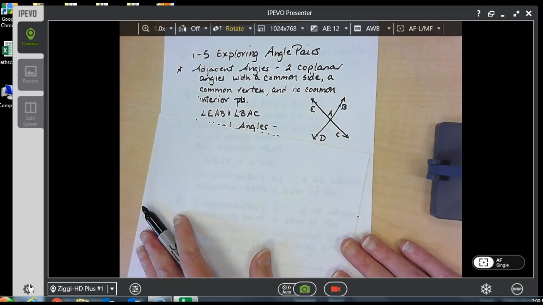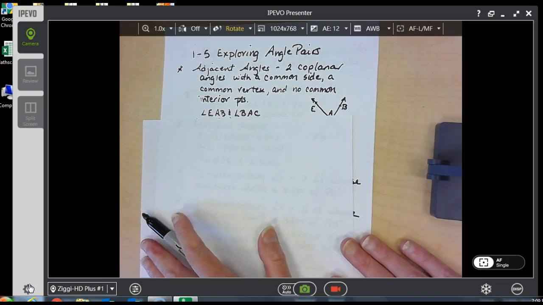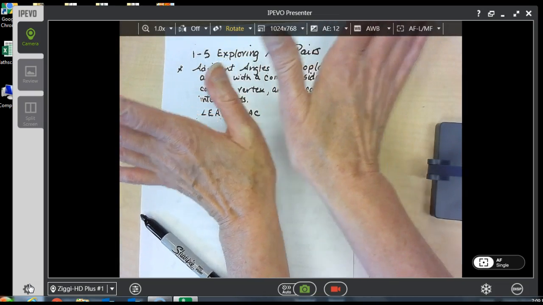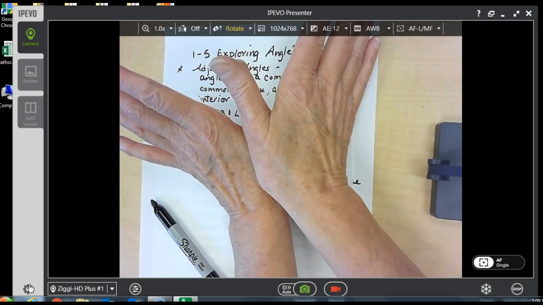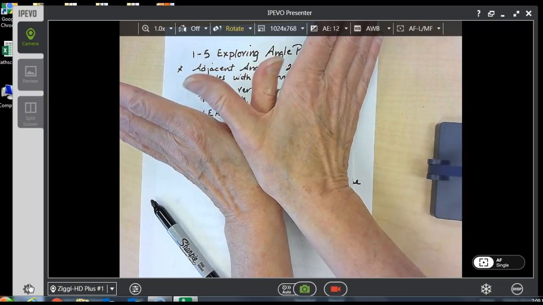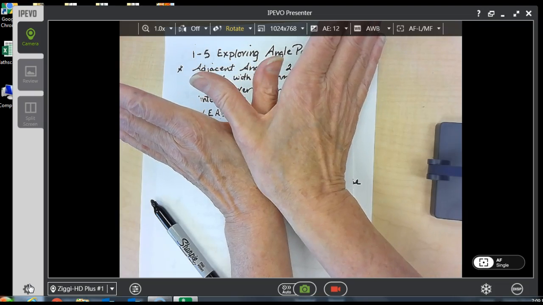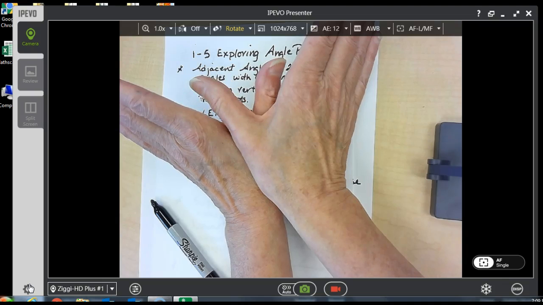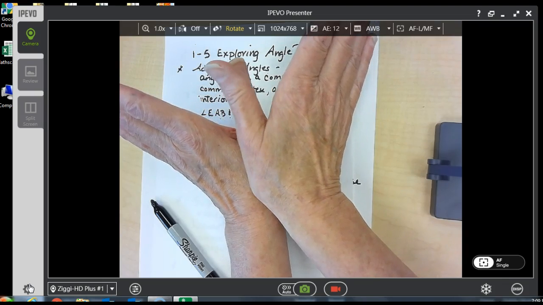So when you're talking about adjacent angles, it'd be like if you took your two hands, put your angles on top of each other, and your thumbs were the common side. You don't want them overlapping like this, because those aren't adjacent. They have no interior in common, so it has to be right on top of each other.